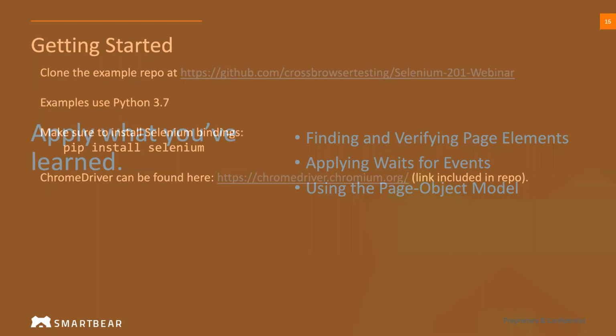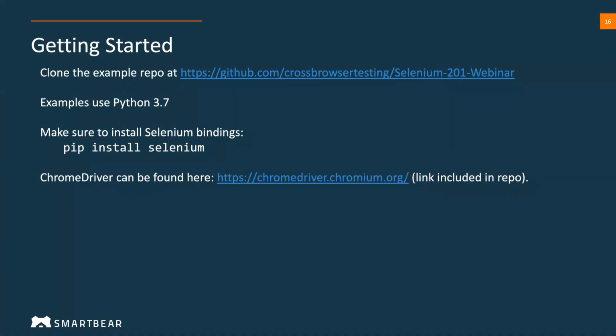So I have made a repo, similar to how John Reese did with the last 101 if you were there. It's at that location, and hopefully Nick can drop it in the chat for you. So if you want to get in there, follow along, look at the code, try and run it yourself, you're more than welcome to, and I'd encourage that. My examples use Python 3.7. I used the Selenium language bindings for Python, and I also posted the link for Chrome driver into the repo as well. You'll need it in order to run some of these test cases.